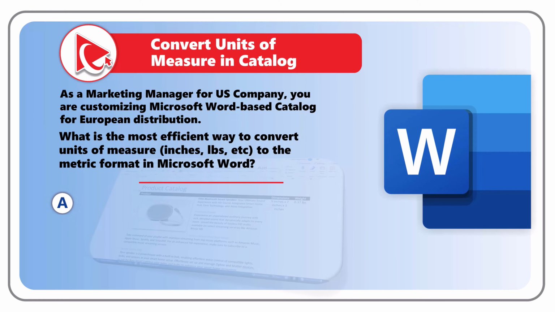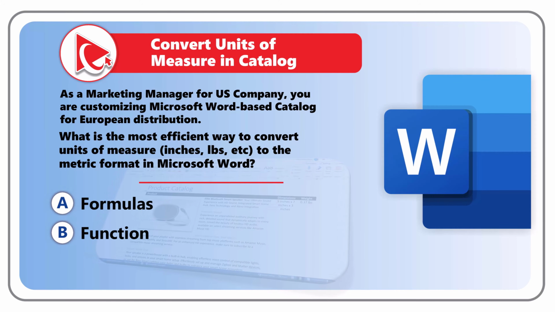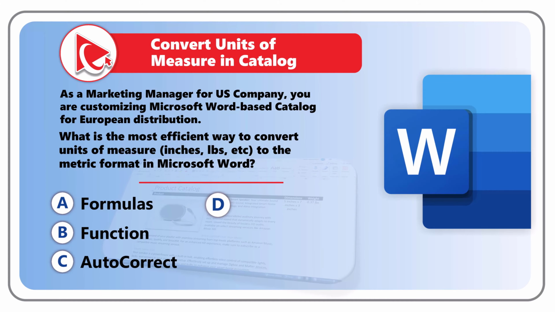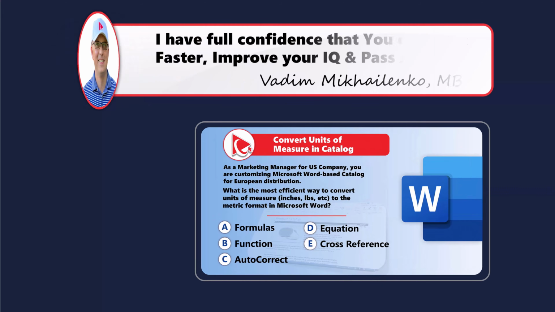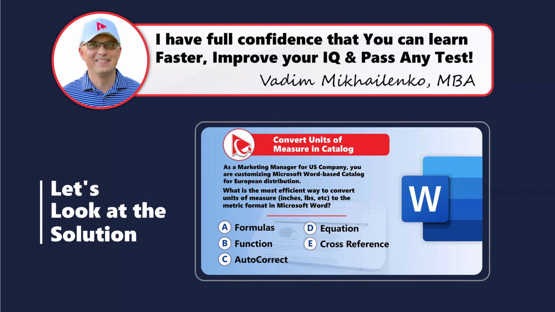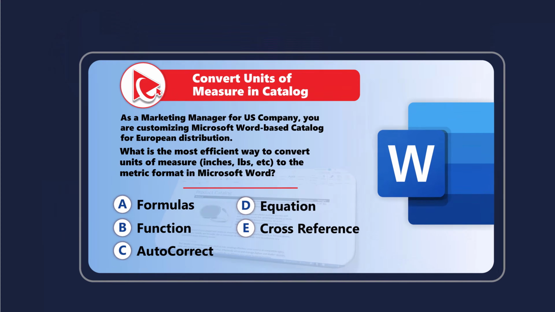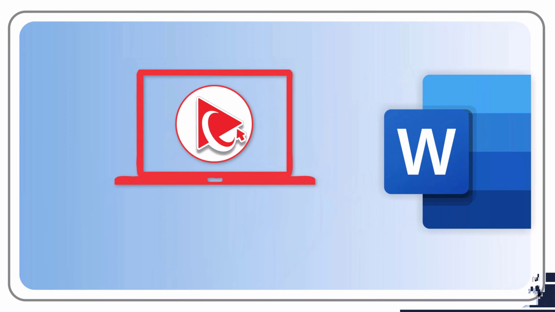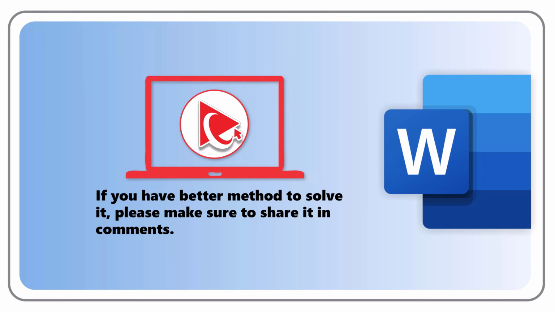Choice A, formulas. Choice B, using functions. Choice C, using autocorrect. Choice D, equations. And last but not least, choice E, cross-reference. Take a close look to see if you can come up with the answer. Let's go ahead and transition into showcasing the solution. I'm about to share how I approach the question. And if you've got better methods, or maybe a brilliant alternative, make sure to share it in comments.